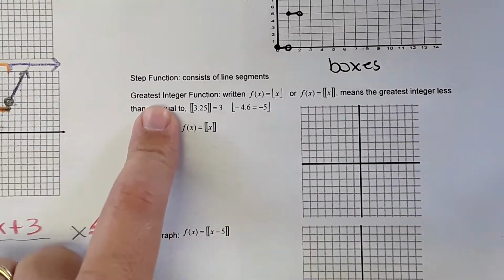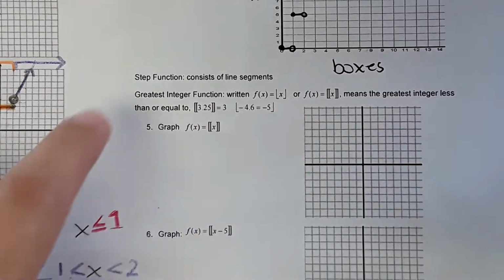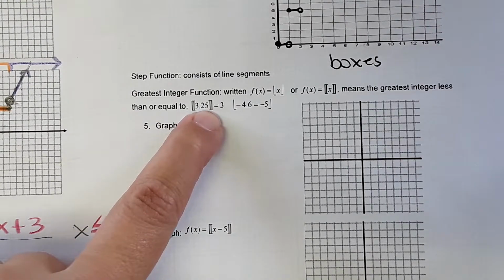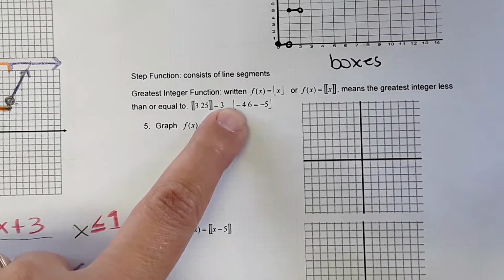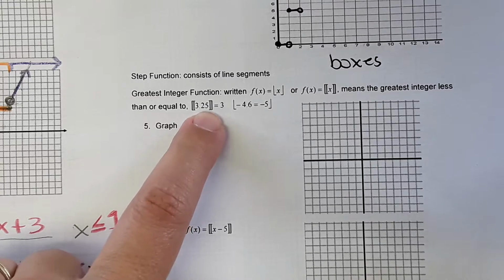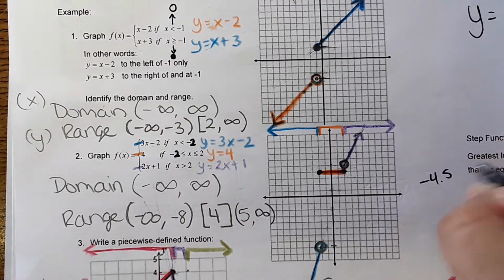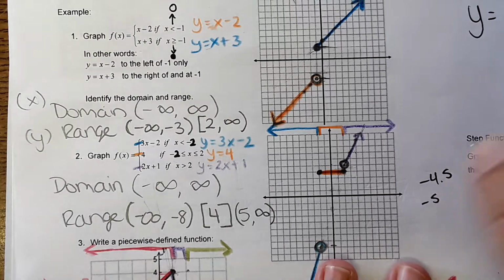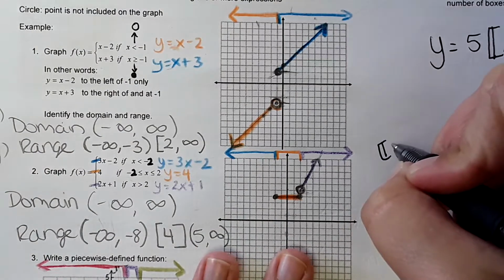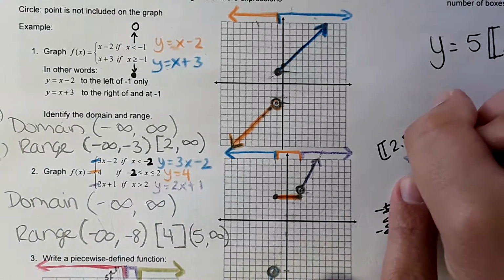Okay, so the greatest integer function, written like this or with these brackets, means the greatest integer less than or equal to that number. So for example, if 3.25 was in the brackets, then it would actually be 3. So you go to the integer less than that number. It comes out a little bit tricky when you're dealing with negative numbers, because if you have a number like negative 4.5, the integer less than this would actually be negative 5, not negative 4. So just be aware of that.